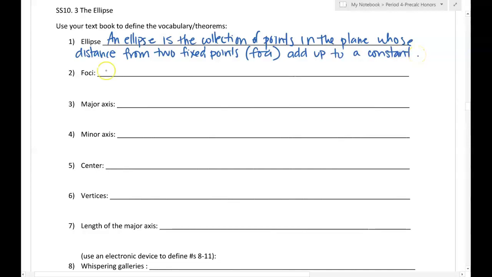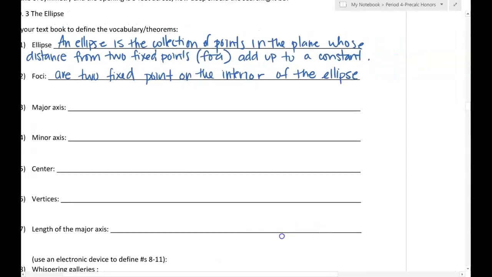Now the foci are two fixed points on the interior of the ellipse. Okay. So you guys remember the parabola had one focus, okay? Now the ellipse has two foci, which is two of them. So what does that mean by these two definitions?